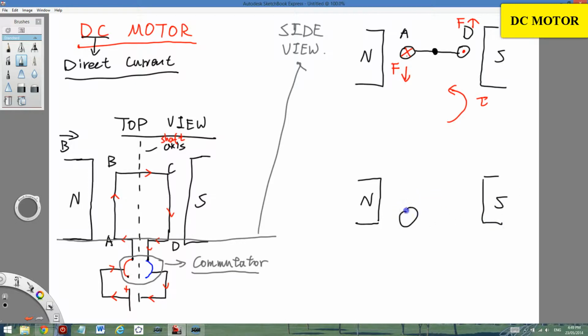Well, the DC motor will be something like this. Point A, point D, the current still goes in at point A and comes out at point D. So again, there will still be an upward force. It will still be a downward force at A and an upward force at D, and the torque still rotates.